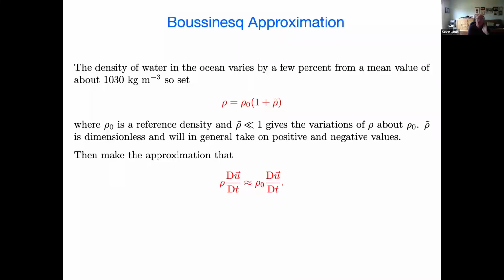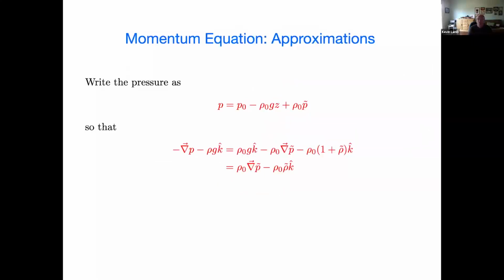So the Boussinesq approximation is to approximate rho times du/dt by rho naught times du/dt. Now, the pressure I'm going to split into a constant P naught, could be atmospheric pressure, for example, minus rho naught g z.